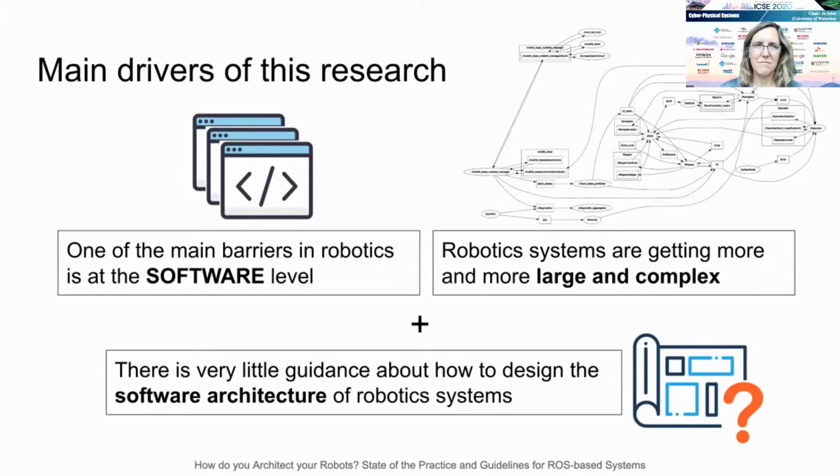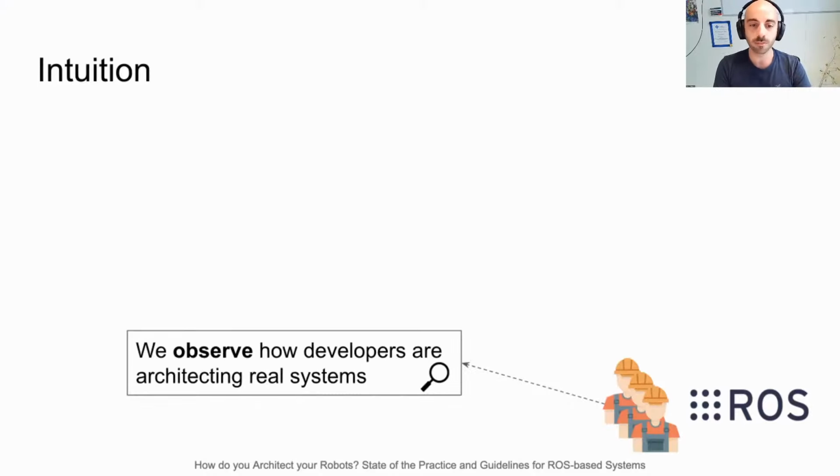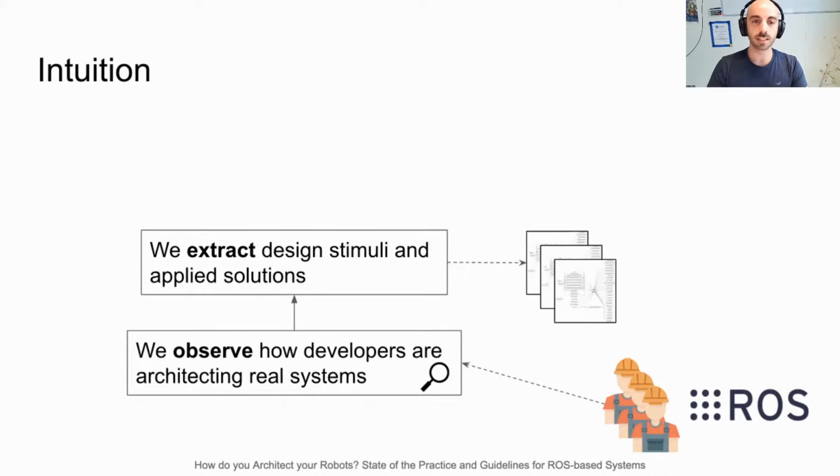So what we want to do in this study is to observe what developers are doing when they work on their own systems. So we want to look at the real systems that have been worked on by teams of developers. We want to extract from these systems what we call design stimuli, which you can see as design concerns, and the corresponding applied solutions.